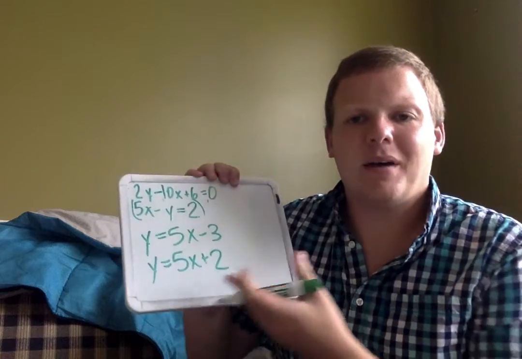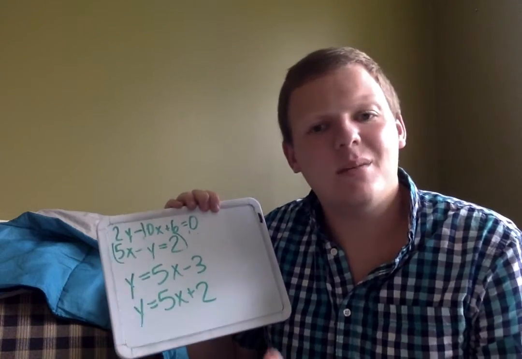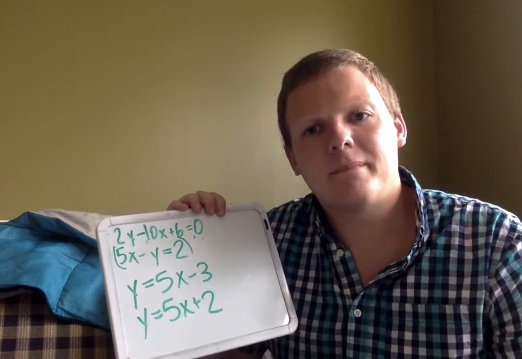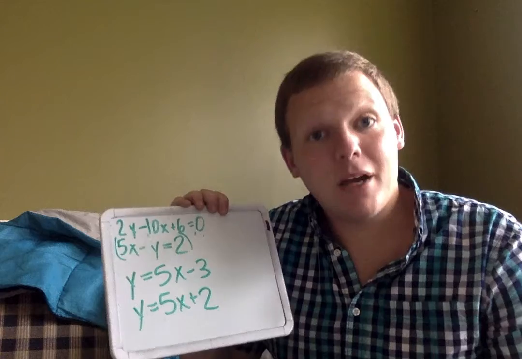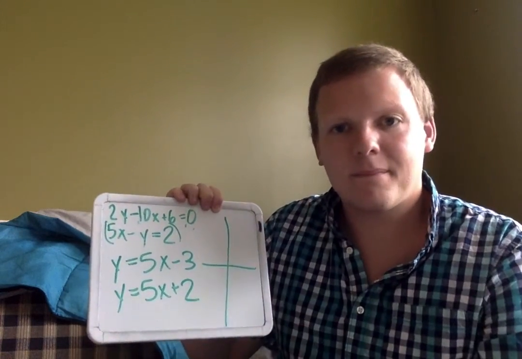Put them in slope-intercept form, and what do you get? Good, so we get y equals 5x minus 3, and y equals 5x plus 2. What do you notice about these lines? Right, they have the same slope, and when two lines have the same slope, what do we call that? Parallel, right. So if I try to graph these, what are they going to look like?